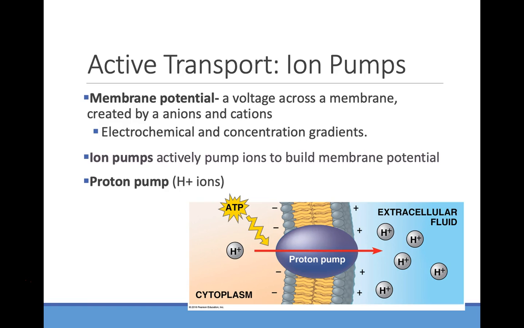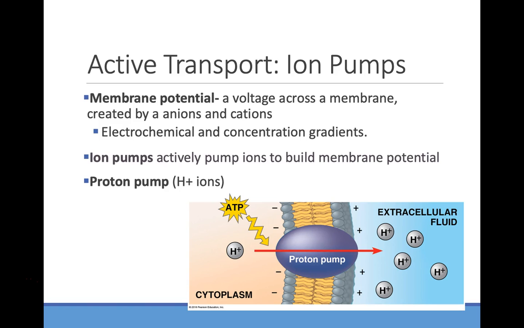These ion pumps are really important in forming what we call a membrane potential. This is simply a voltage or a charge across a membrane that's created by those charged ions, by those anions and cations. In the sodium-potassium pump, they're both positively charged, and so it's a difference in positive charges across the membrane.